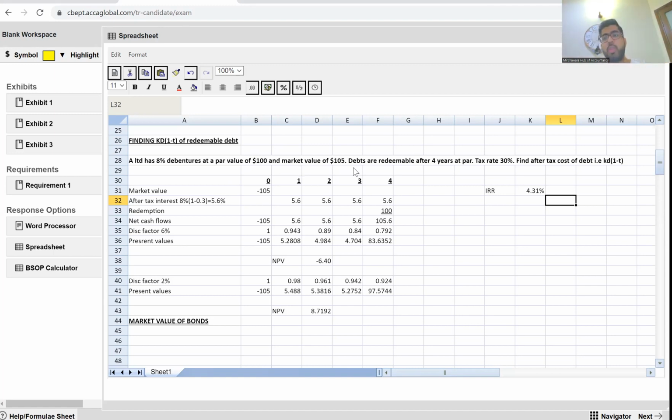It's a redeemable debt. You all know it will be IRR. So 4 years, 0, 1, 2, 3, 4.